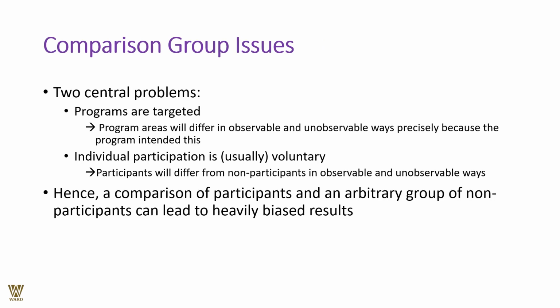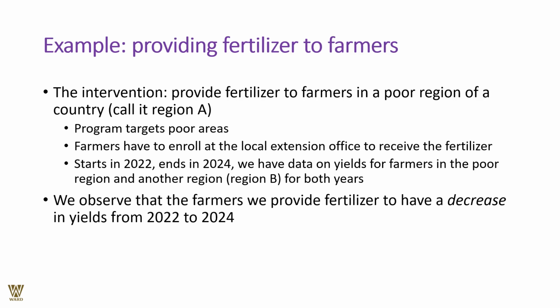So, comparison group issues, two central problems. Programs are targeted. Program areas will differ in observable and unobservable ways precisely because the program intended this. Individual participation is voluntary, definitely yes. Participants will differ from non-participants in observable and unobservable ways. Hence, a comparison of participants and arbitrary groups of non-participants can lead to a heavily biased result, and that is exactly what we are looking to avoid.